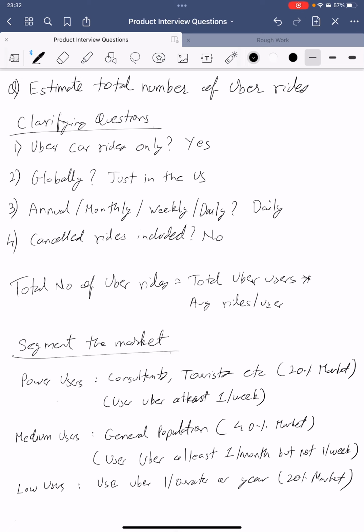Are canceled rides included? Uber riders can call and cancel. Generally they are not included, but it's always good to clarify. Total number of Uber rides is total number of users times average rides per user. That's the broad Uber level equation.